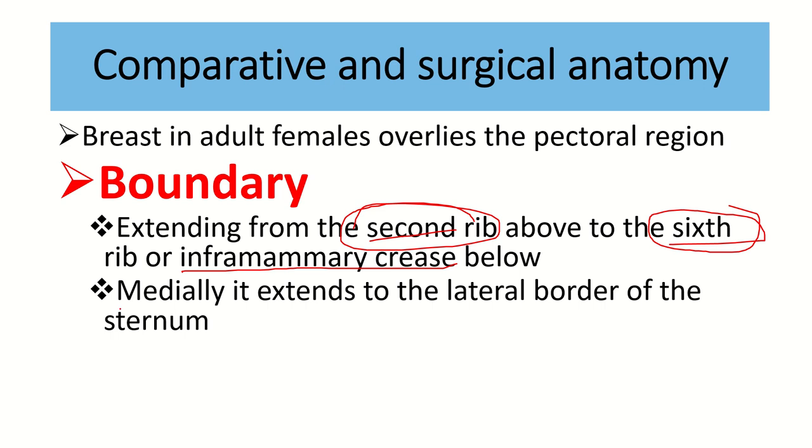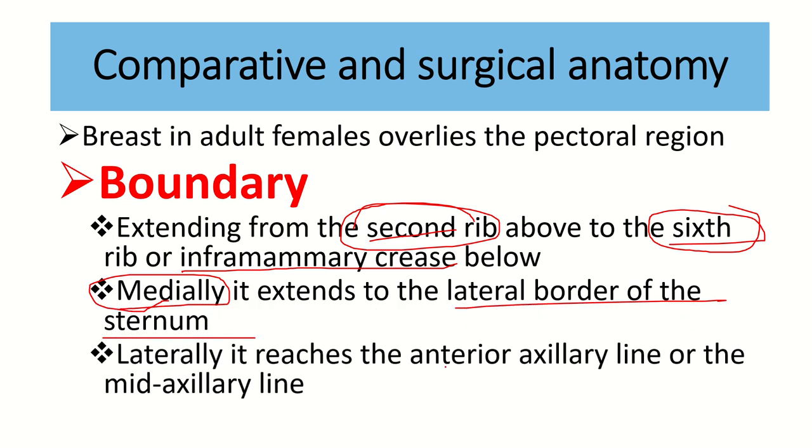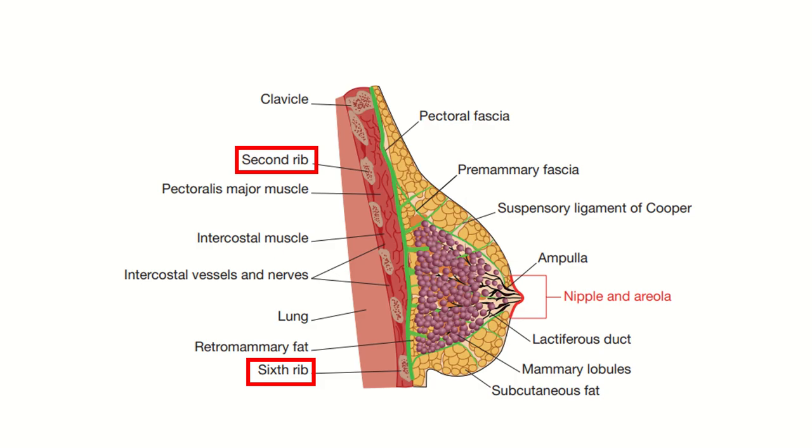Then here we can see medially it extends up to the lateral border of the sternum, which is a midline bone, and laterally it reaches up to the anterior axillary line or mid axillary line. So these points are very important regarding the boundary of the female breast. Again, the boundary from above to below is the second rib to the sixth rib, medially it is the lateral border of the sternum, and laterally it is up to the anterior axillary line or mid axillary line.